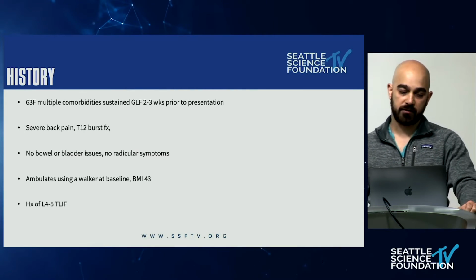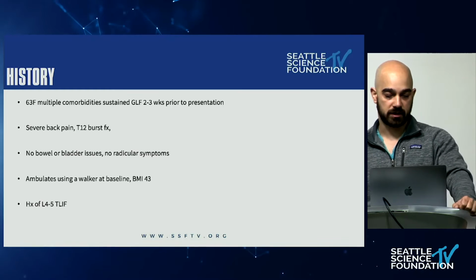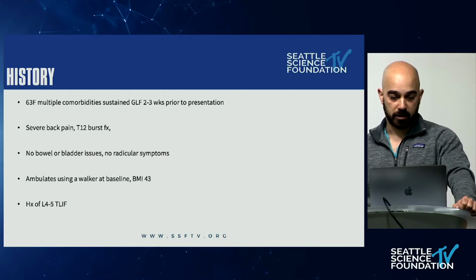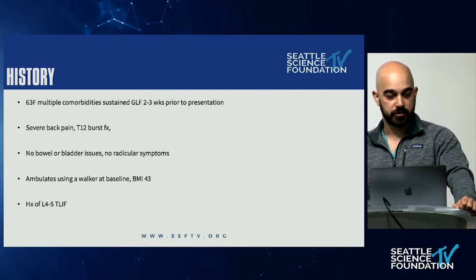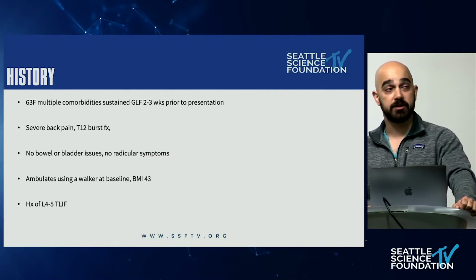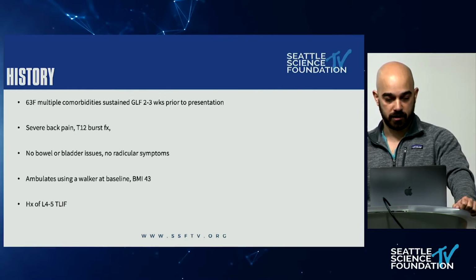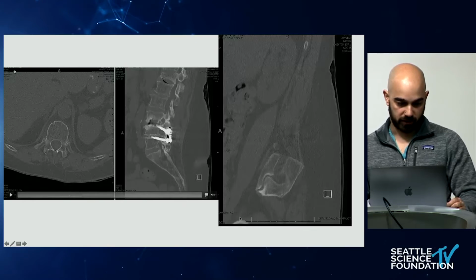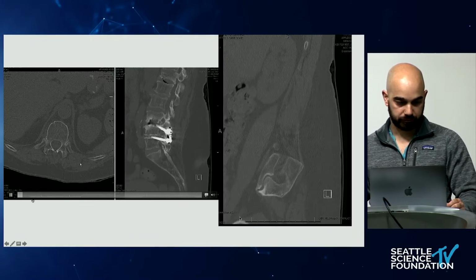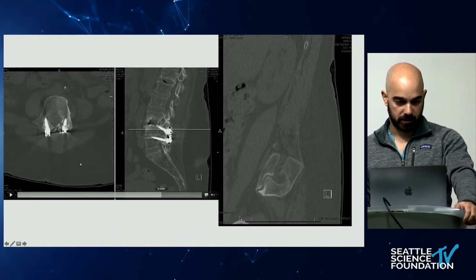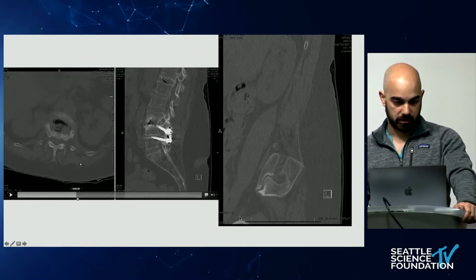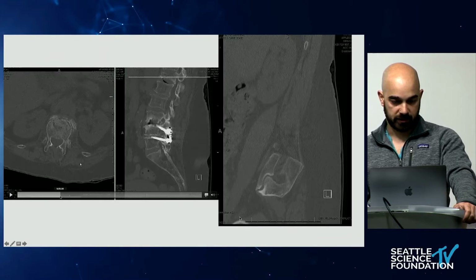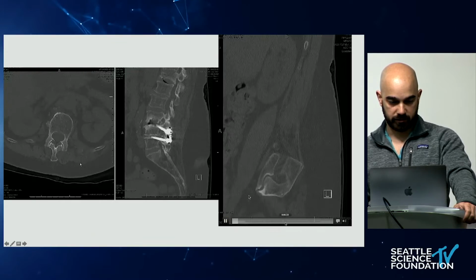She has a history of L4-5 TLIF using cortical screws that were placed at an outside hospital years ago. She has no bowel or bladder issues. She has no radicular symptoms. She ambulates with a walker at baseline, and her BMI is 43. On imaging, on her CT scan, once again, this shows that burst fracture at T12 with some retropulsion and loss of height. And this is the sagittal view.